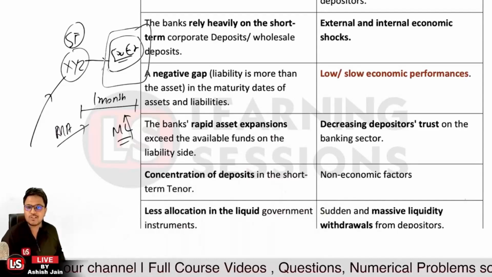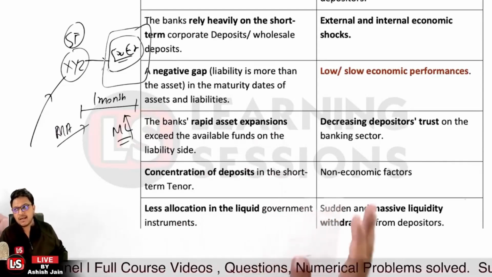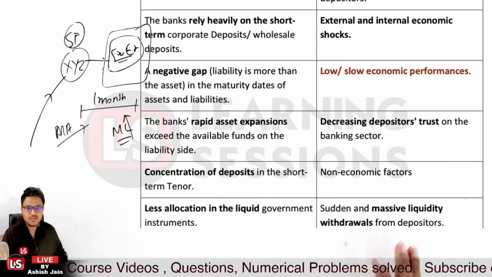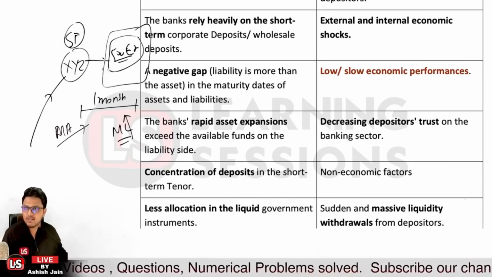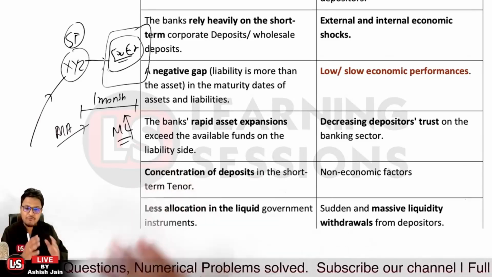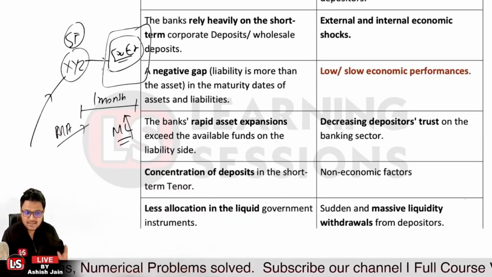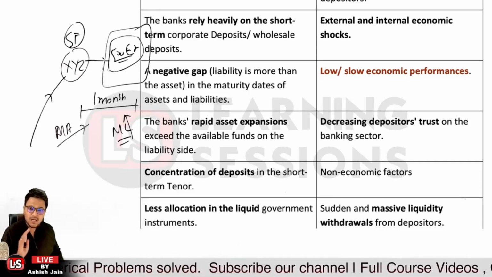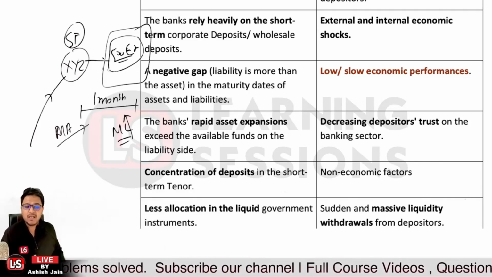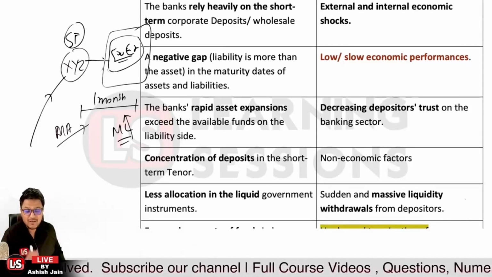I already told you related to the diversification factor. And further, if the allocation is lesser in liquid government instruments, definitely it means you have very few liquid assets available with you, and in a period of stress, it can be a very major factor for you.